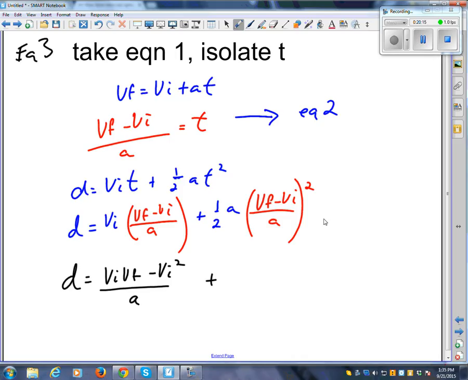Should I do the squaring part first and then worry about the 1/2 times a later? Probably, right? Can I write 1/2 a another way? I like to write it as a over 2. So the 1/2 a becomes a over 2. Okay, now what happens when you square? Here's where you have to have learned binomial expansion in grade 10 pre-calc, I think. What's Vf minus Vi all squared?